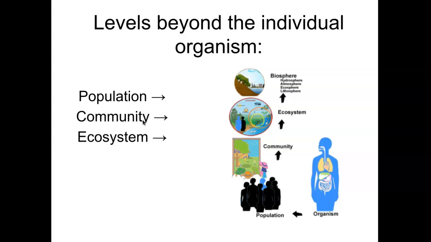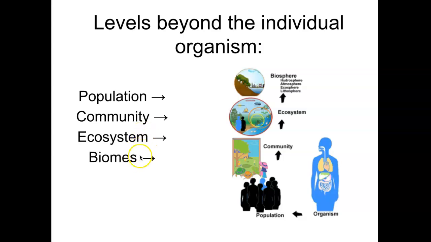Communities make up ecosystems. An ecosystem is essentially the living organisms in the community, so we call that biotic factors, and all the non-living factors or abiotic factors that work together with the biotic factors. So again, an ecosystem includes all the organisms in the community plus everything non-living that helps it function, like the rocks, the water, the air, things like that.